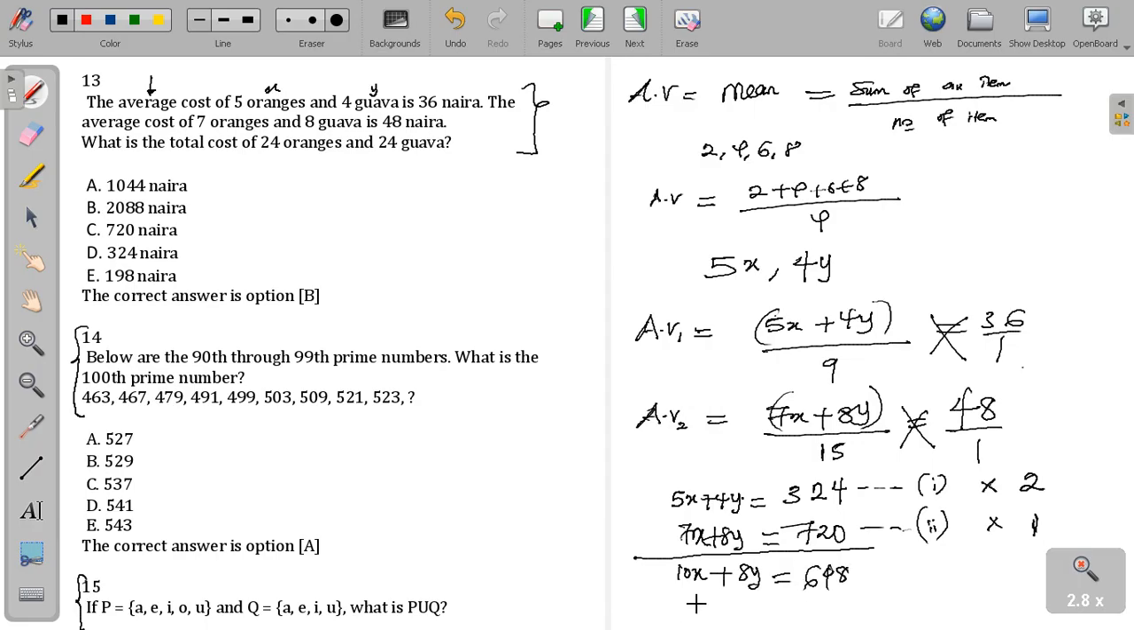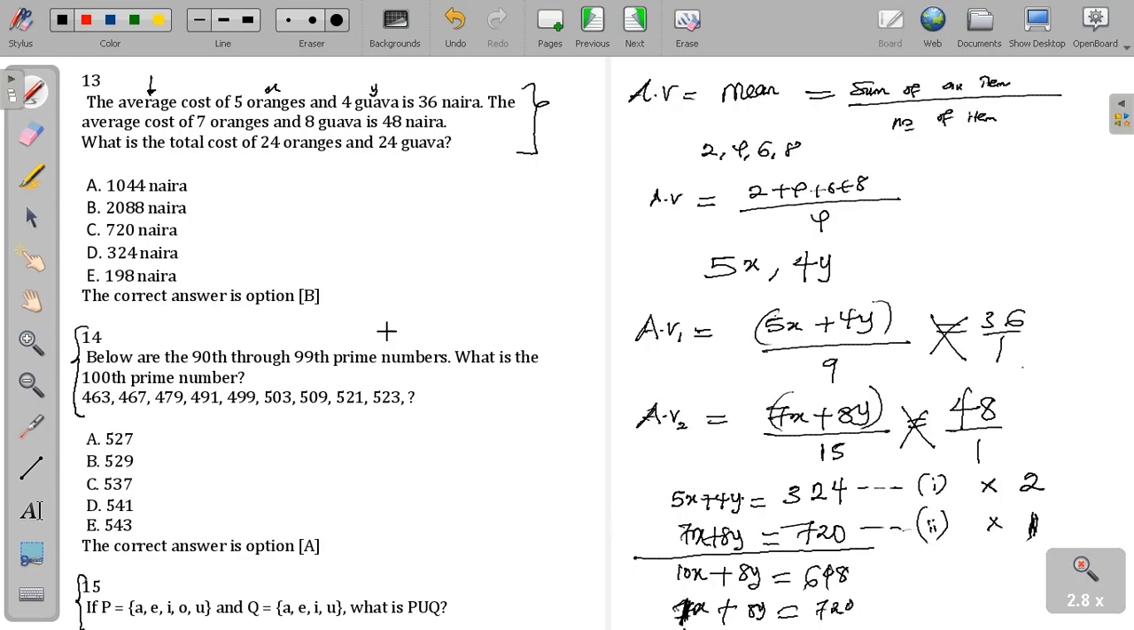Right? And then I still have 7x plus 8y times, whatever you have here, you multiply it by 1. 7x times 1 is 7x. Hope I'm not too fast. 7x, thank you. And 8y times 1 is 8y. 720 times 1 is 720. So from here, I can subtract the two equations. That is, use this to subtract this minus this minus this minus this.